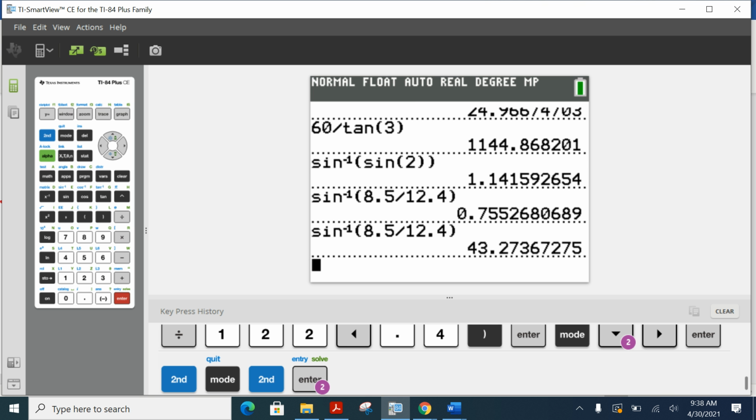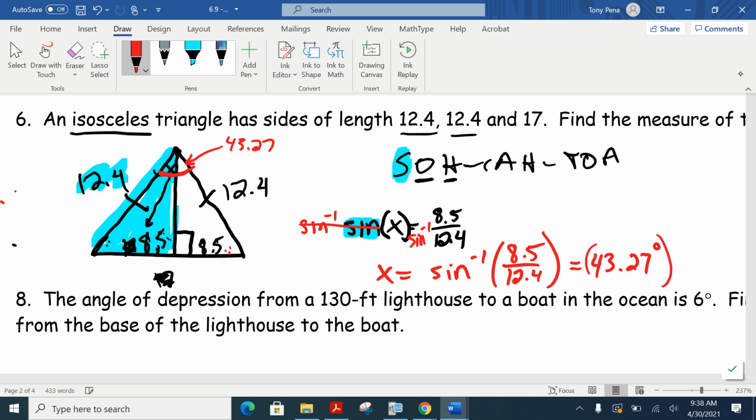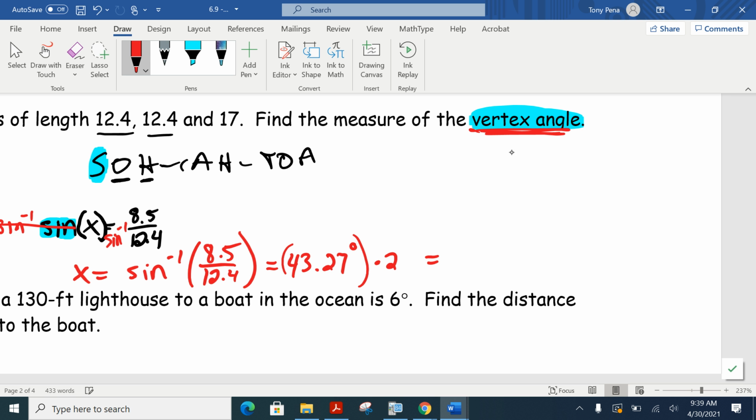Good. So 43.27 is that angle that we found. That's not the final answer though, correct? So 43.27, is that right? Yeah. Okay. So understand what the question was asking. It was asking for this vertex angle right here. Didn't we just find half of that? Good. So we have the other half over here. That should also be 43.27. So we would want to double that. Both of those are 43.27, so times 2 is 86.54 degrees. So that's that angle.